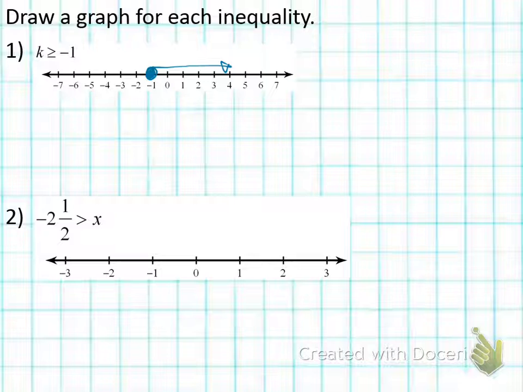Number 2 is a little bit harder. Watch carefully. On number 2, it says -2 and 1/2 is greater than x, okay? So automatically we're in the wrong order. We want to switch sides on our inequality. See how it says -2 and 1/2 first and x is in the back? So we want x to be in the front. So we're going to put x in the front and -2 and 1/2 behind it.